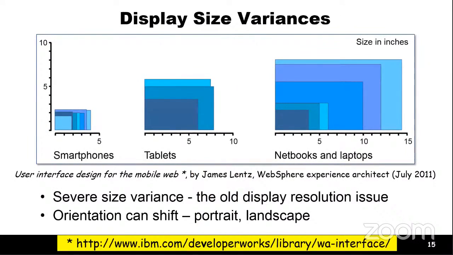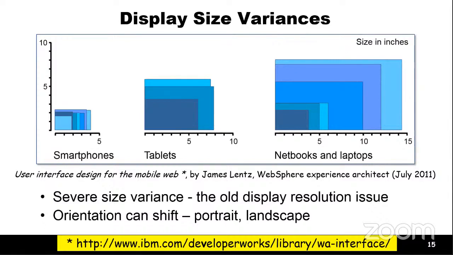This WebSphere experience architect, James Lentz, did a study and a white paper and talked about the idea of mobile design way back in 2011, and came up with this chart, which showed, at that point in time, the different sizes for these different types of mobile-oriented devices. And of course, now everything's different. The sizes are usually bigger, and we've got folding smartphones and laptops that are as big as your TV. But in general, the idea is that there's a lot of differences in sizes.